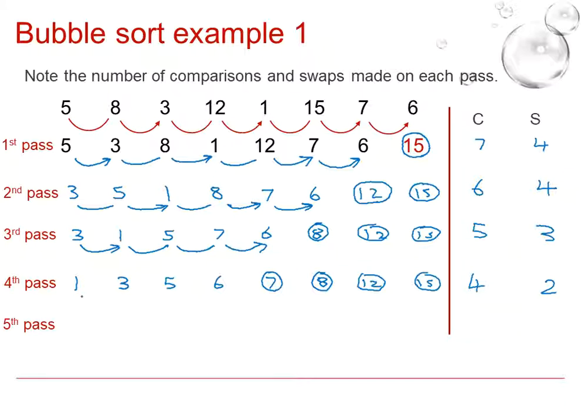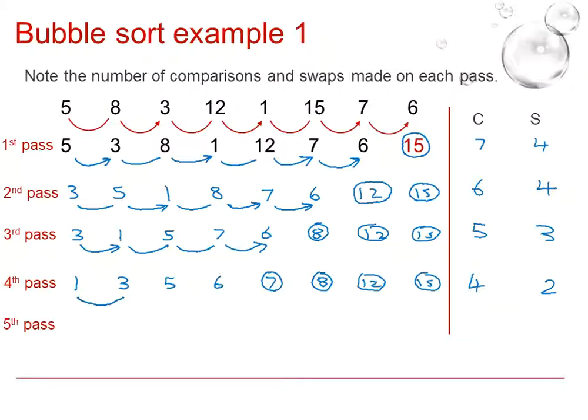One of the most common mistakes now is to think that we can stop because we can see the numbers are in the right order. It's so important that we stop when the algorithm tells us to stop, and the algorithm tells us to stop when there are no more swaps during a pass. So we must keep going now to check.